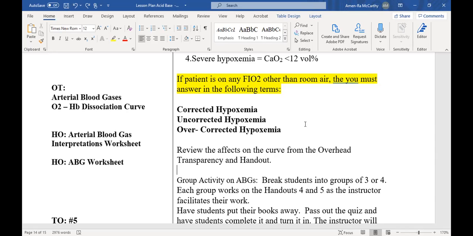So that's what we give oxygen for. That's the only reason we give oxygen, to correct hypoxemia, to treat hypoxemia. That's one of the 3 reasons we give oxygen, which you'll hear again later when we get to oxygen therapy: to treat hypoxemia, decrease the work of the heart, and decrease the work of breathing.